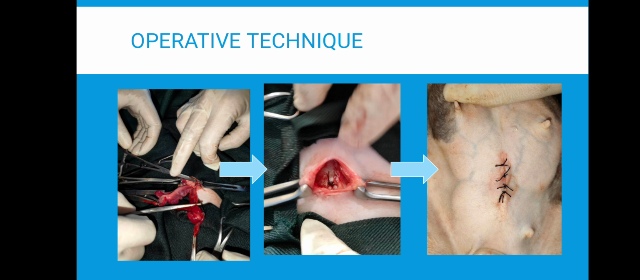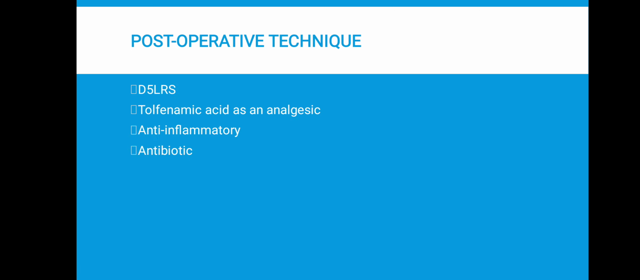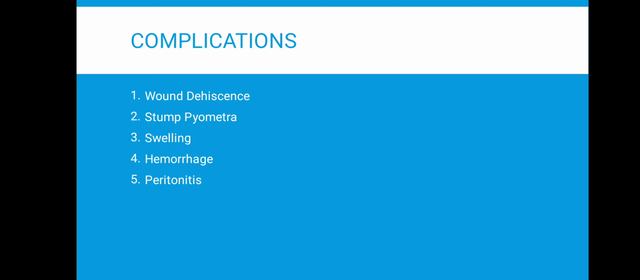And then next is we close the muscle layers, which we use PGA. For the subcutaneous we use chromic, and for the intradermal is chromic also, and for the skin is silk. For the post-operative technique, we use D5LRS, tolfenamic acid, as an analgesic, anti-inflammatory, and antibiotic.